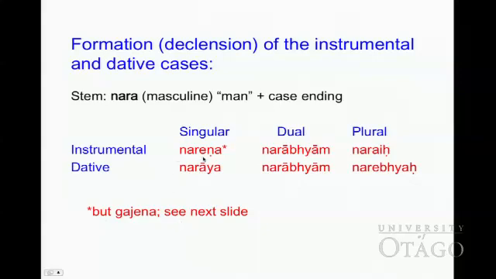Let's see the words kacena and narena. The difference is that in narena we use ṇ, and not just a simple n, because in front of n there is an r or ṛ, so we have to change from n to ṇ by the sandhi rule. But there is no change in kacena, because in front of n there is no r or ṛ, so it will be kacena.